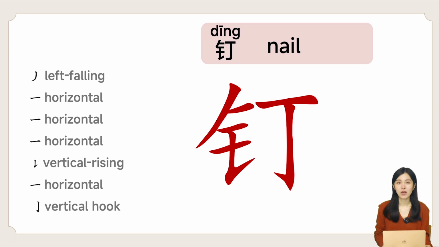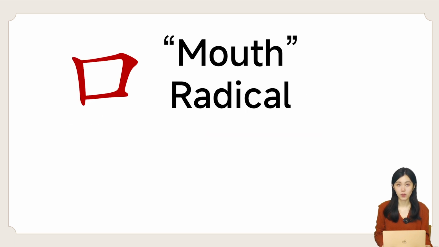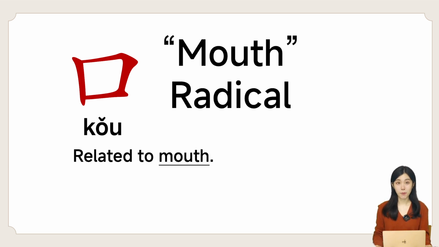Great. Now we move on to the last radical we'll learn in this class. Mouth radical. And this radical can also be used as a character. It's read as 口, and it also means mouth. Characters with this radical are usually related to mouth.